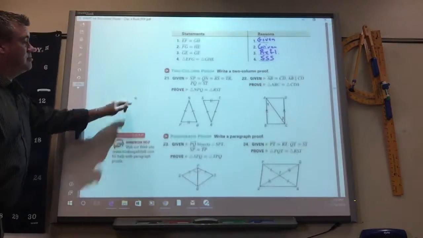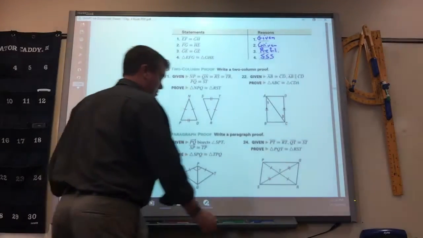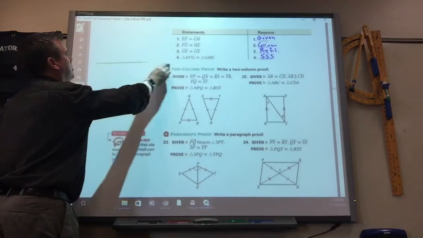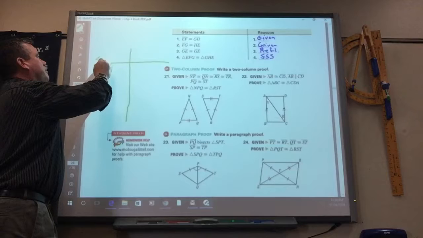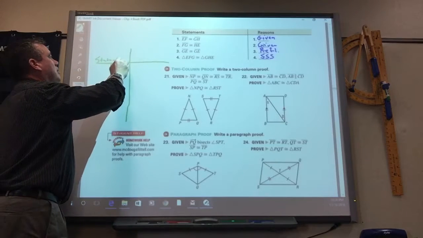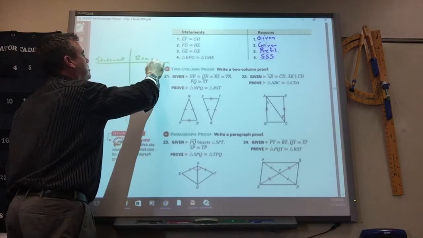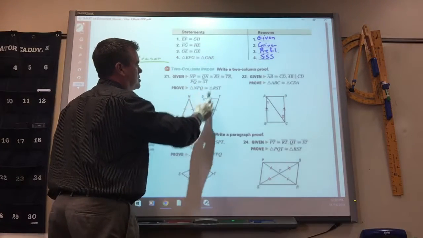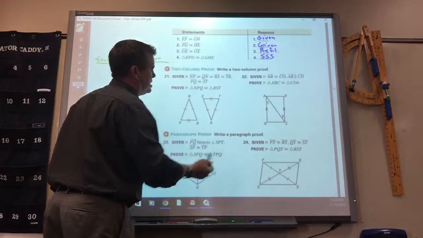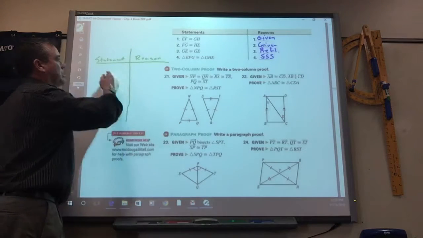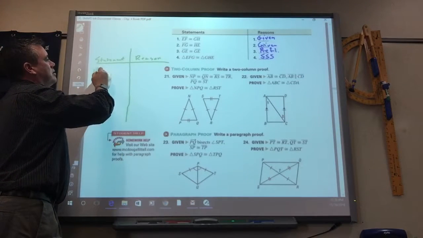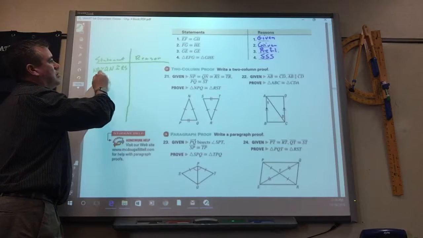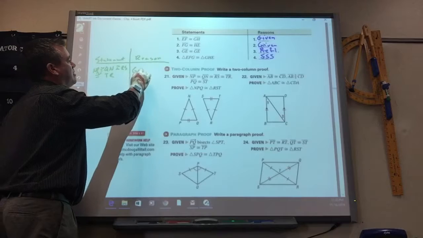Except for the next one. This one right here, we're going to write a two-column proof. We have our statements, reason. It starts off giving us NP equals QN equals RS equals TR. So we could put that in there. All of that is given.